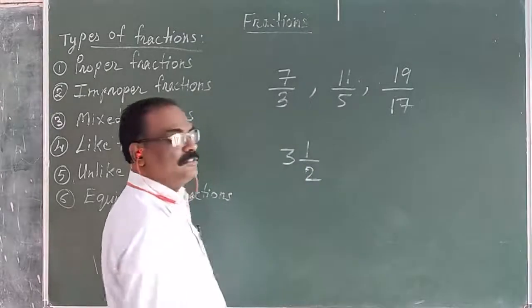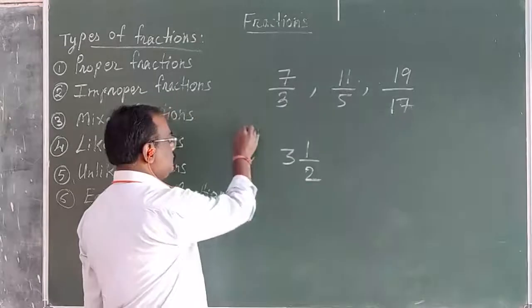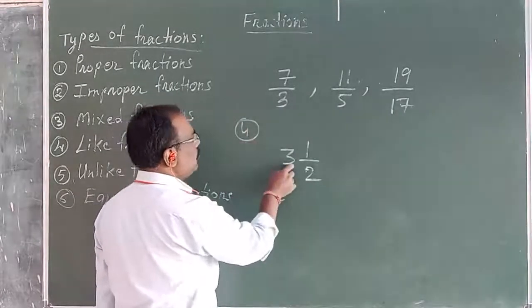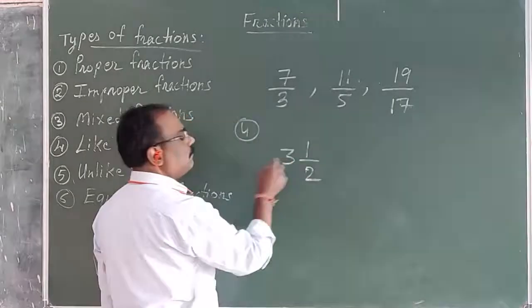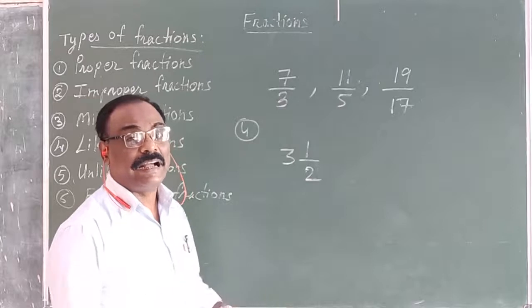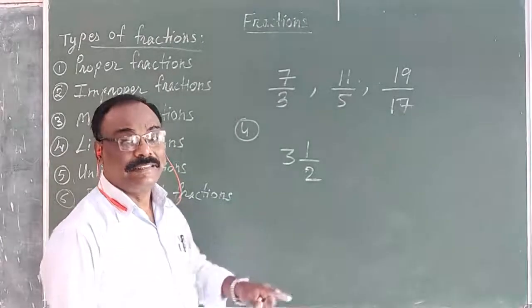What is the meaning of this one? Suppose the question was out of 4 marks. The question had 4 marks. Out of these 4, you get 3 and a half. 1 by 2 is read as half, means 3 and a half. Out of 4, only half mark was deducted.